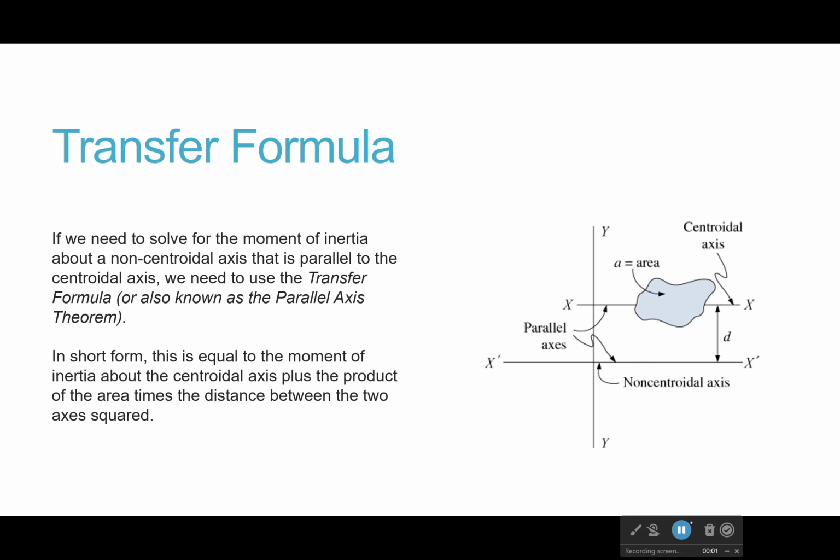Okay, so the next thing to talk about is the transfer formula. Now, if we want to get the moment of inertia around a non-centroidal axis, that means an axis that doesn't go through its centroid, those original equations only work for that. Then we have to use this transfer formula, which is also known as the parallel axis theorem. It's a very simple equation.